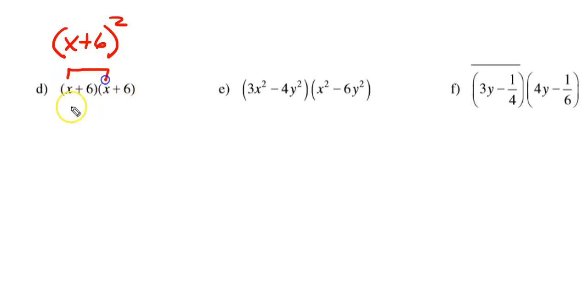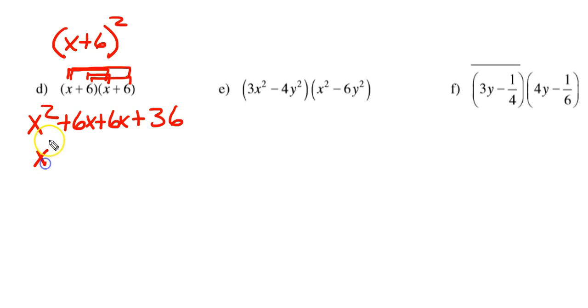Our first are x squared. Our outers are plus 6x. Our inners are plus 6x. Notice these are the same, which will be useful in this other method. And then we multiply our last. 6 times 6 is sort of like 6 squared is 36. So this gives you then x squared. These two are identical, so we can just take 6x plus 6x is 12x. It's sort of like doubling the 6x. We get 12x plus 36.